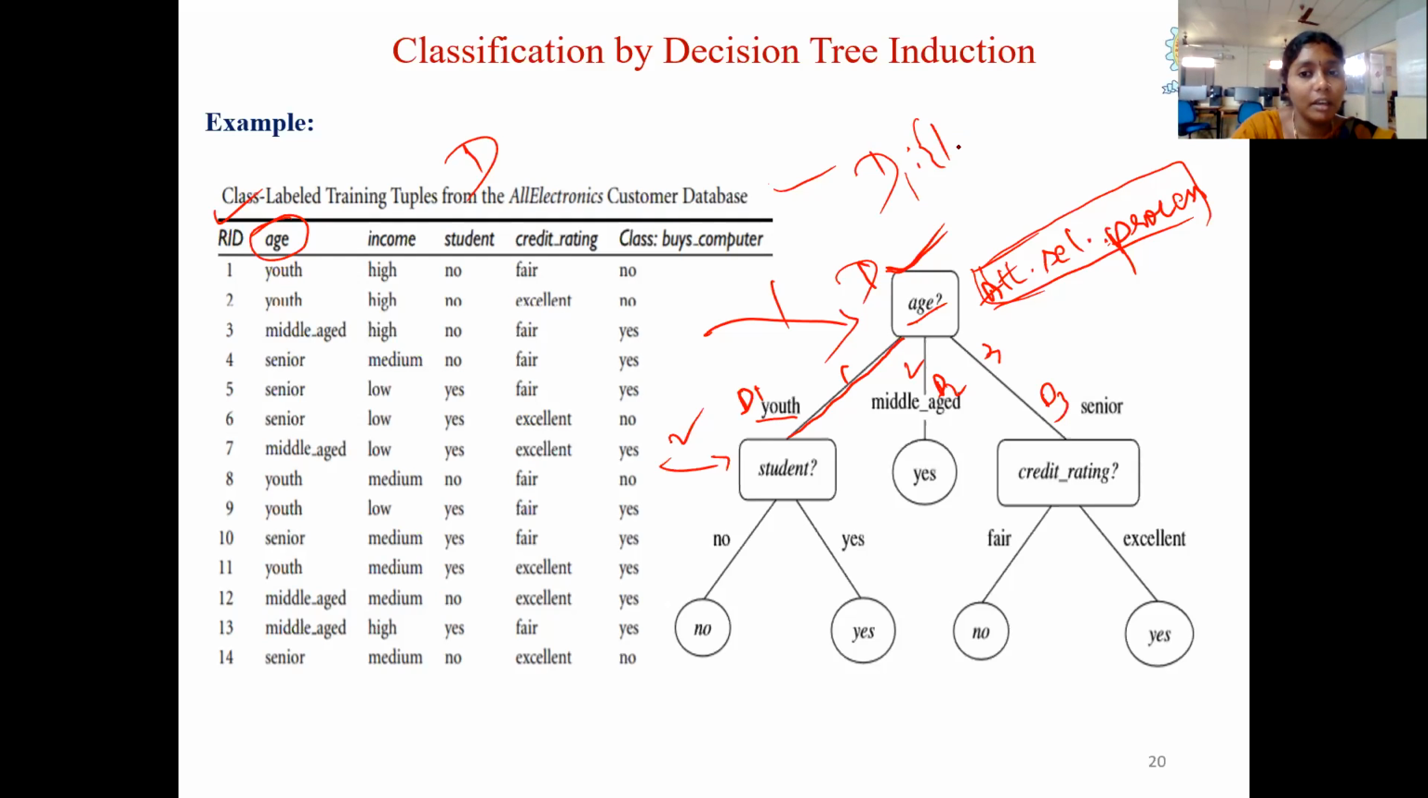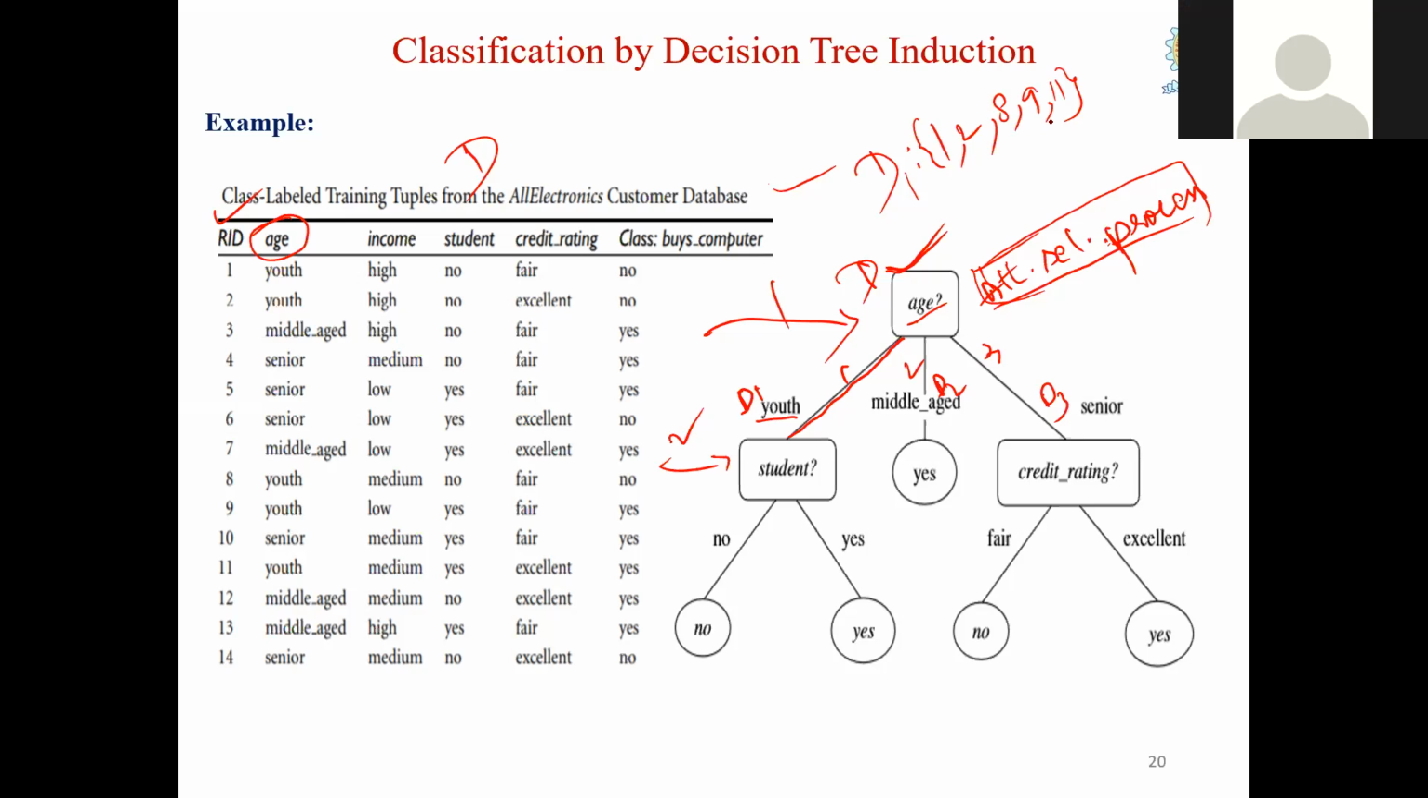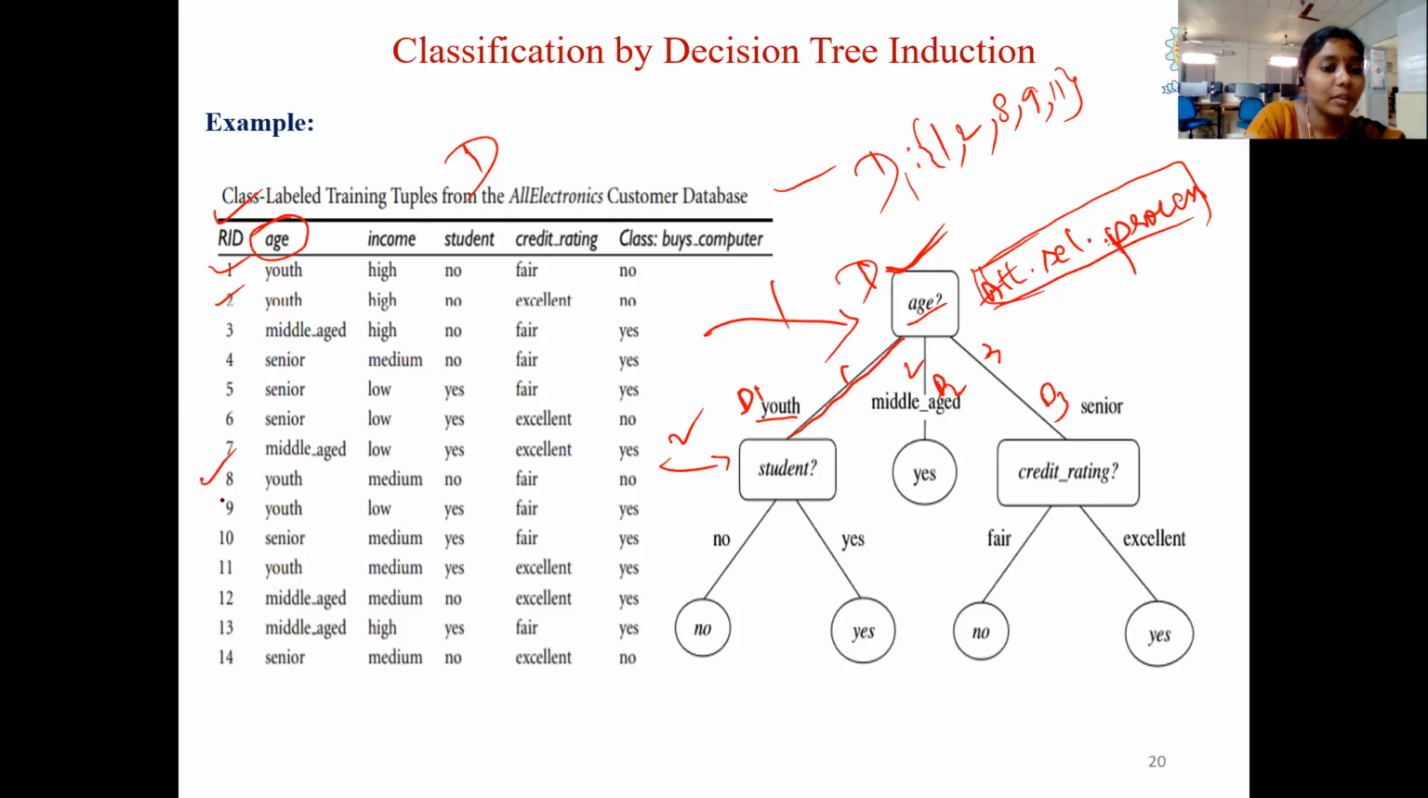1, 2, 8, 9, 11. So how do we get this? Because if you observe the tuples 1, 2, 8, 9, 11, in all the tuples, the age value is youth. That's a great answer actually. So all the tuples numbered 1, 2, 8, 9, 11 fall under the partition 1. That means under D1 partition.